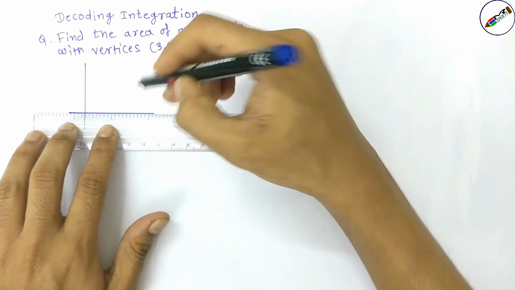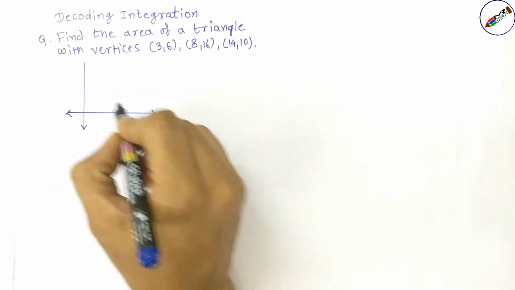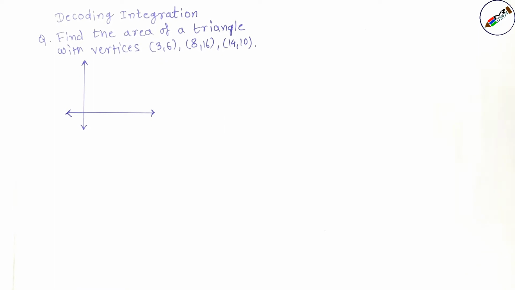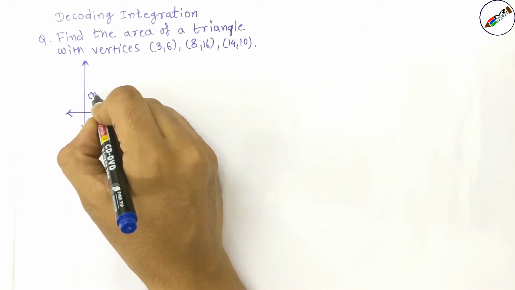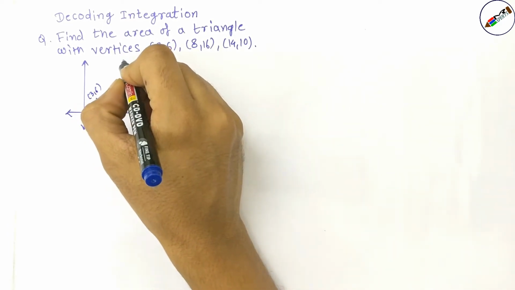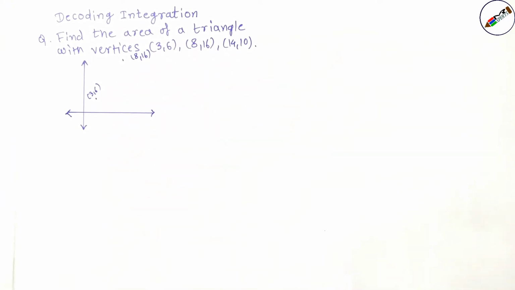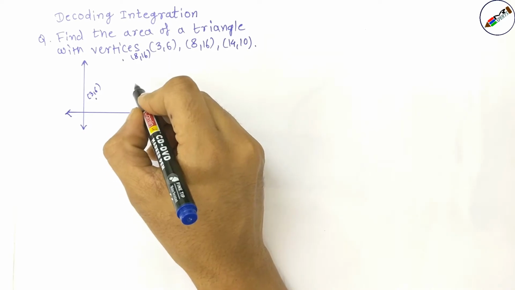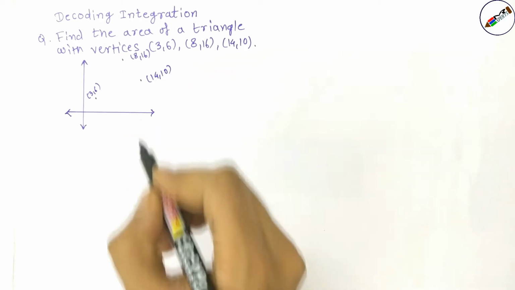This is our xy axis. Let us roughly draw the points. The first point is 3 comma 6. Let me say this is 3 comma 6. The other point is 8 comma 16. Let this point be 8 comma 16 and the other point is 14 comma 10. Let this point be somewhere over here, 14 comma 10.